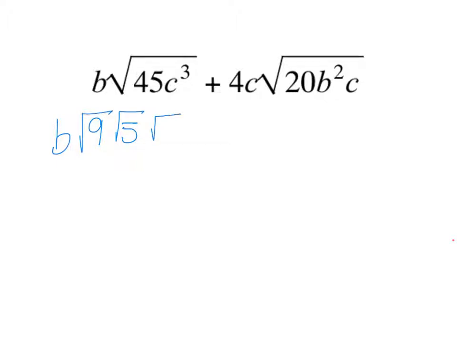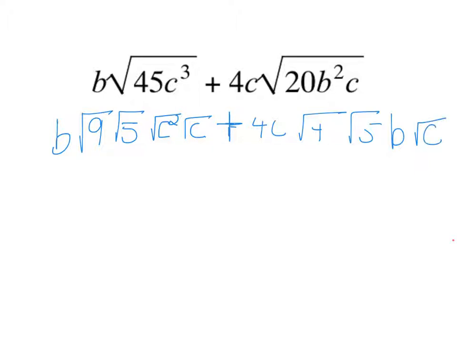C cubed, like in my previous video, when you have an odd power underneath a square root, you will break it up into the first even power and then what's left over, plus 4c, because it's outside. 20 will break up into 4 and radical 5. And b squared just becomes b, because the square root of b squared is b. And then radical c is not perfect, so it will stay inside the house.